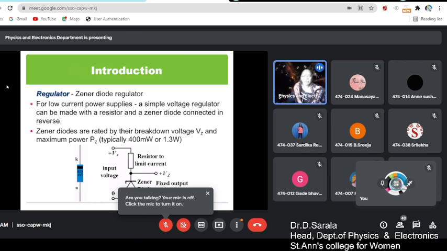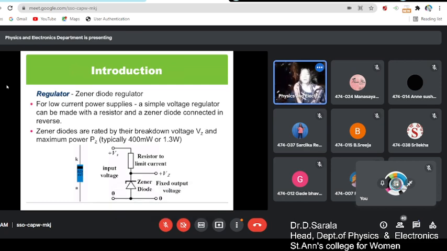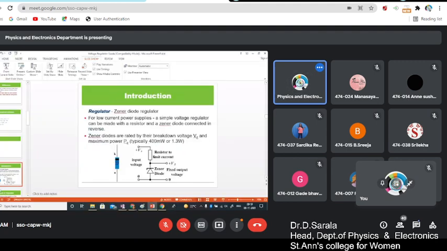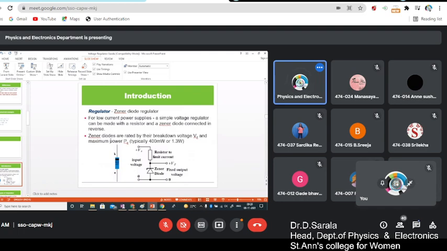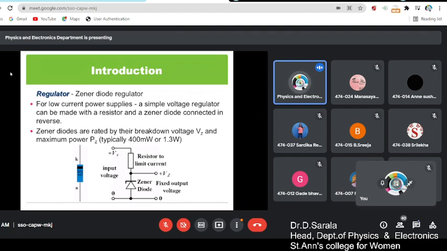What are the devices which are used to construct a regulator? Usually it is the zener diode which is used as a regulator. So for low current power supplies, a simple voltage regulator can be made with a resistor and a zener diode connected, and the zener has to be connected in the reverse. And what is an essential feature? The essential feature is that the zener diode has to be always connected in the reverse.